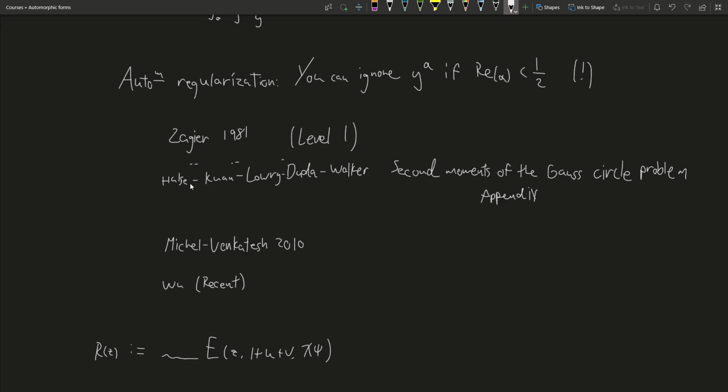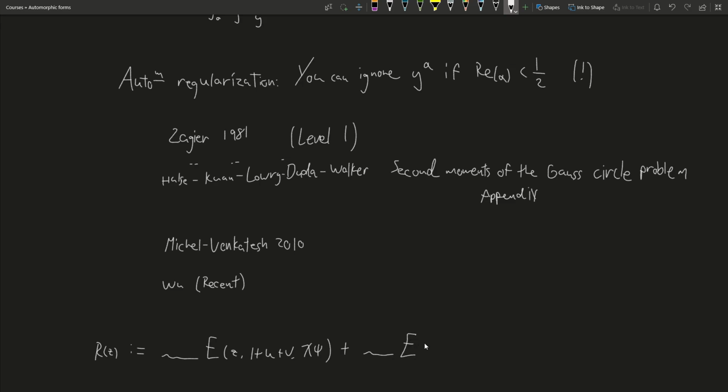What is talked about in Hulse, Kuan, Lowry-Duda, and Walker is that in fact you need to subtract something off that fixes all of the cusps at the same time. If you only had to subtract one thing, you can just subtract this. You didn't really need anything too tricky. But because you have multiple cusps, you also need to worry about the other cusp, the cusp at 0.